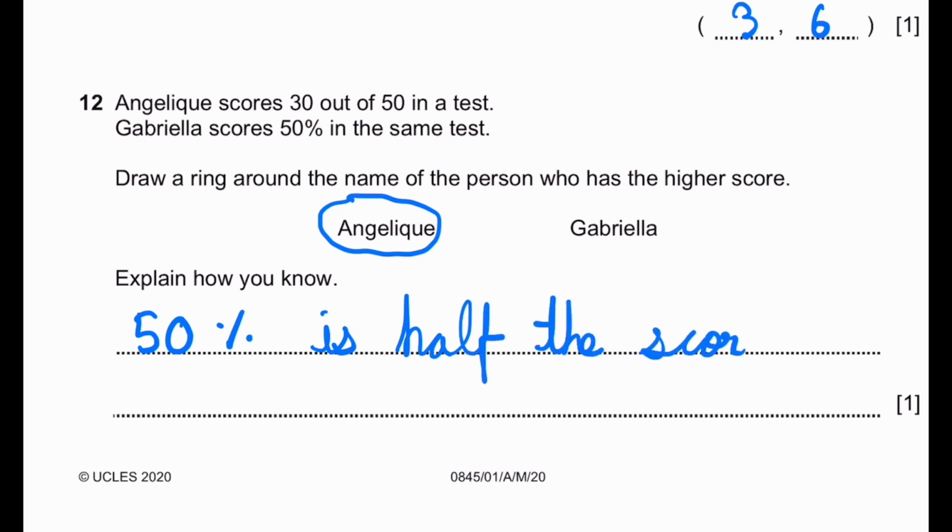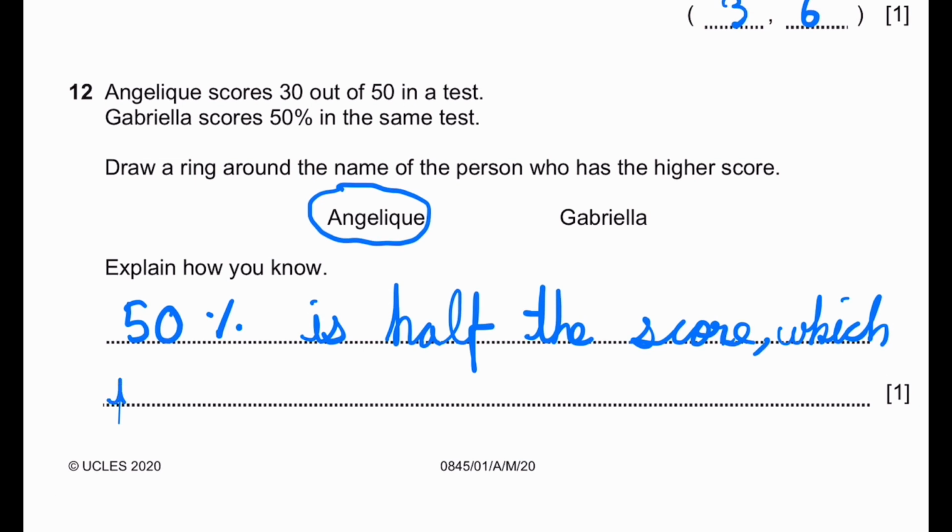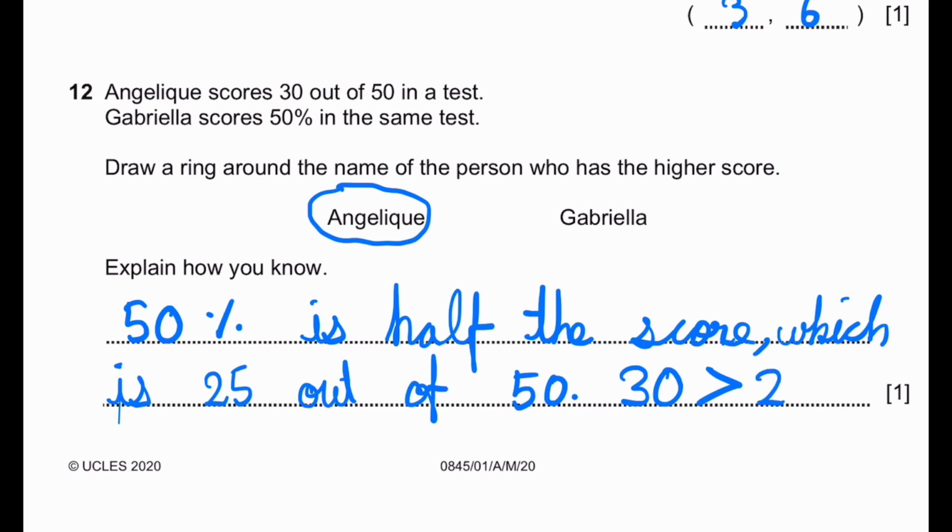Half the score, which is 25 out of 50. 30 is greater than 25.